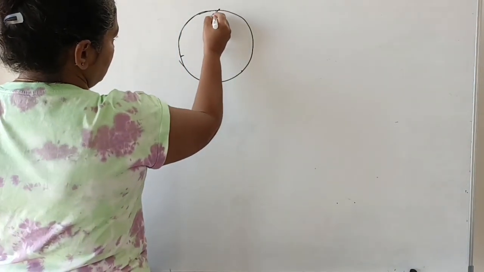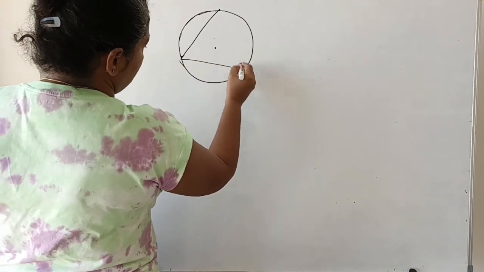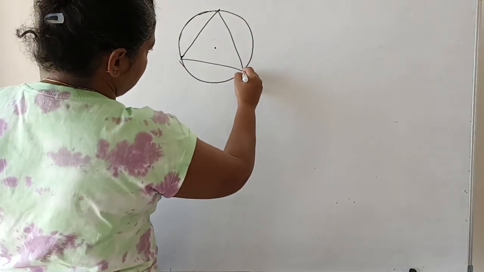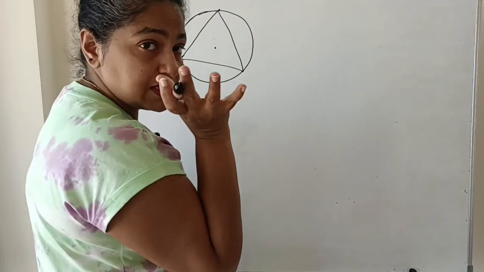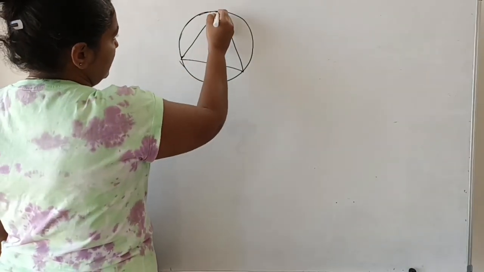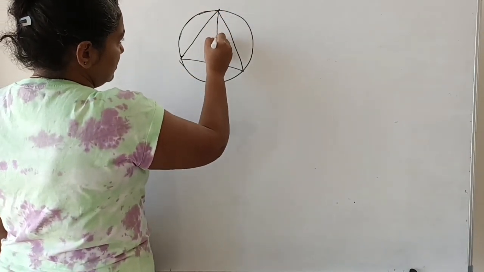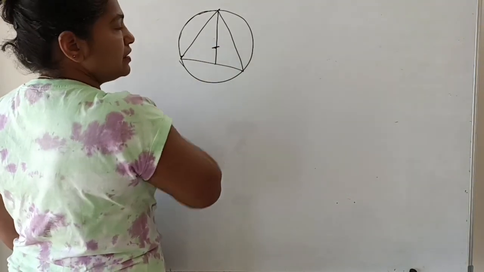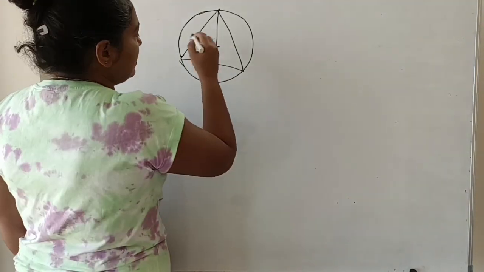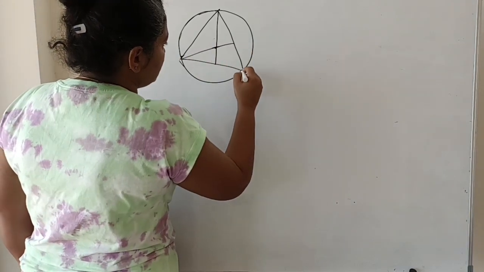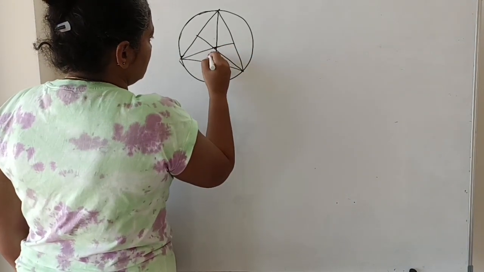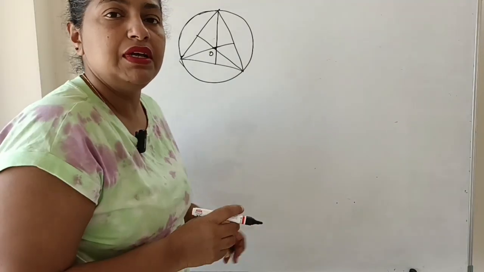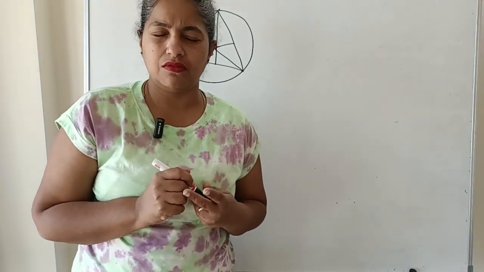this is an equilateral triangle, and you know that for an equilateral triangle, the circumcenter falls inside the equilateral triangle, and the median will be here. The median will coincide at the point G, which is also the circumcenter.